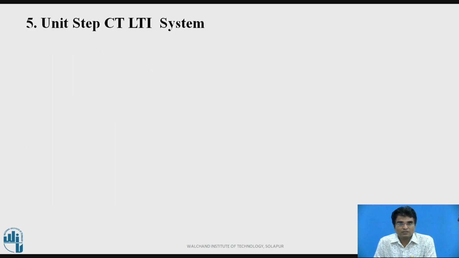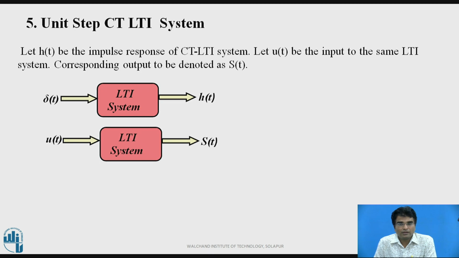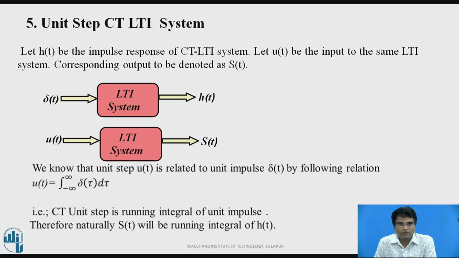Fifth one, unit step response of continuous time LTI systems. Let h of t be the impulse response of a continuous LTI system. Let u of t be the input to the same LTI system, with the corresponding output denoted as s of t. Here delta of t is given as input to the LTI system, which produces the output h of t. In other words, u of t is given as input to the LTI system and produces the output s of t. We know that the unit step is related to the unit impulse delta of t by the following relation: u of t equals the integral from minus infinity to infinity of delta of tau d tau. That is, the continuous time unit step is the running integral of the unit impulse, therefore naturally s of t will be the running integral of h of t.